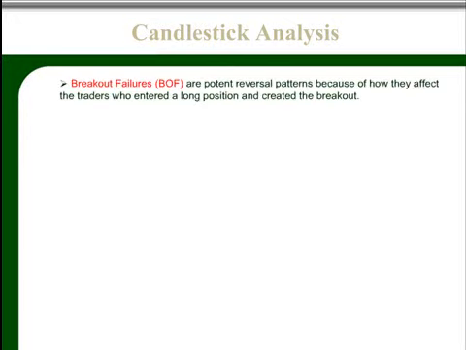Breakout failures are potent reversal patterns because of how they affect the traders who entered a long position and created the breakout. On pattern B, there is a consolidation and prices are contained within a range. Recognize both the high and low of any consolidation because we don't know if prices will either break out or break down. We have to wait and see what happens.